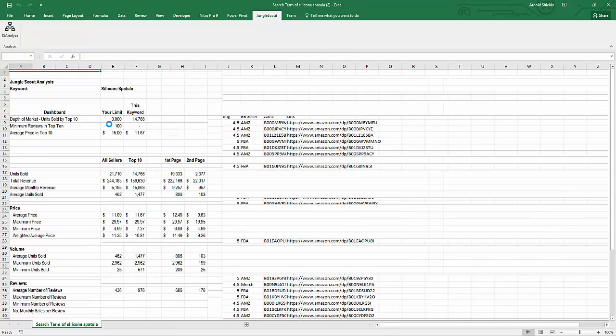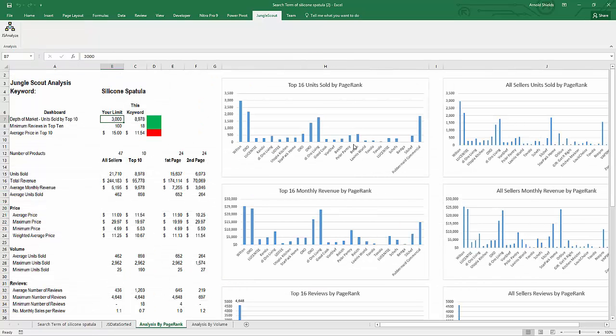So we click that JungleScout Analyze button, and it presents it now in graphs. So we've got this simple thing here which just says a quick dashboard, depth of market. You could change these. If we said the depth of market is 9,000, it'll show up as red. The minimum number of reviews in the top 10, so we've got a green, and average price in the top 10 we've set at $15 and it's $11.54, so I guess a red mark in that. We've also got the number of units sold in the top 10, the first page, the second page, the total revenue, average monthly revenue, average number of units sold.